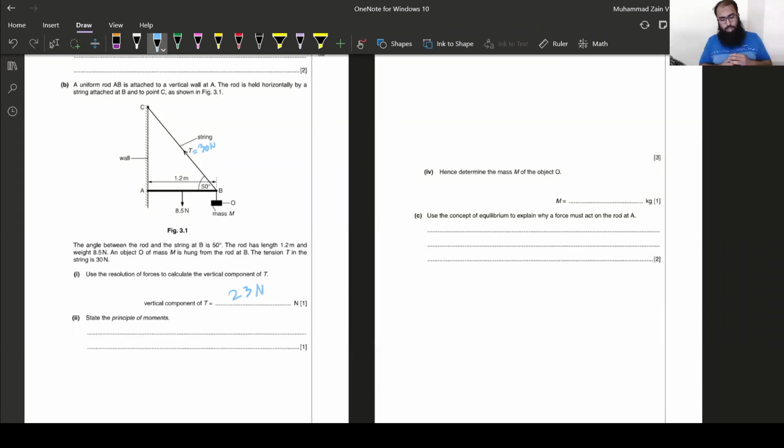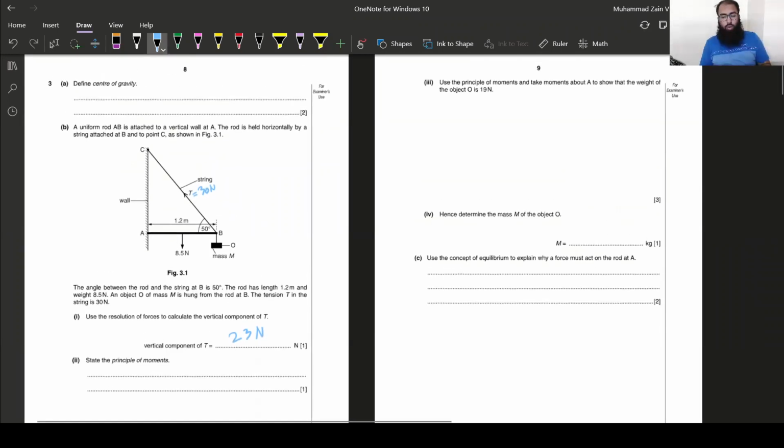So the principle of moments is actually about equilibrium, that an object is in equilibrium when the clockwise moment is equal to the counterclockwise moment. So when both moments are equal, the object is in equilibrium. That's the principle of moments. Use the principle of moments and take moments about point A to show that the weight of the object O is 19 newtons. So this is the important part. They've told me to take moments about point A. So I'm supposed to assume point A to be my pivot.